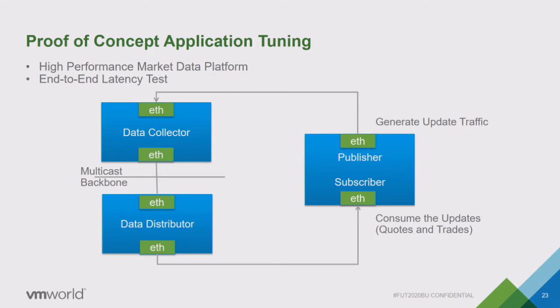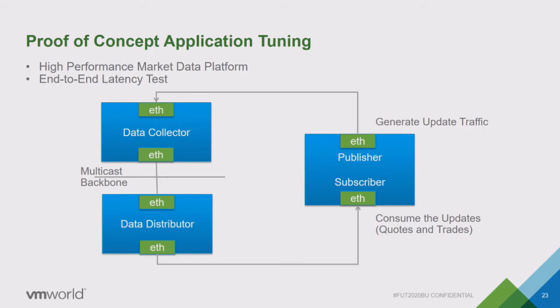This diagram shows the minimum setup of this financial application. You can see there are 3 hosts. The first host is for publisher and subscriber, the second host is for data collector, and the third host is for data distributor. Each host has 2 dedicated 10 gig Ethernet cards. The networking between the data collector and the data distributor is multicast based. So this is the typical setup of this financial application.